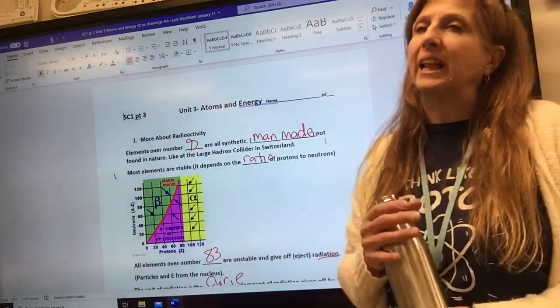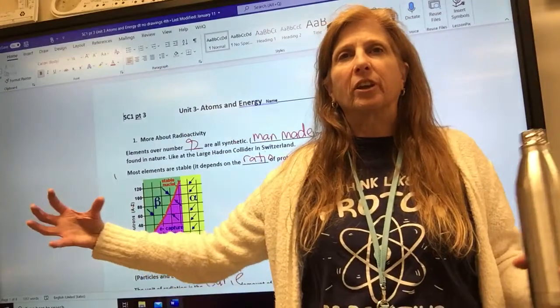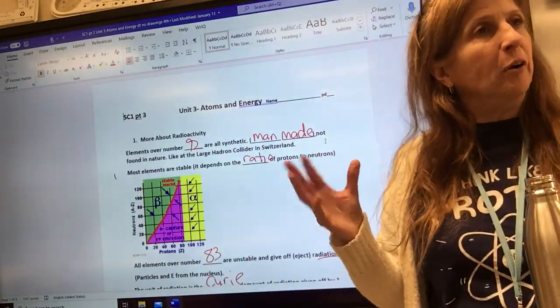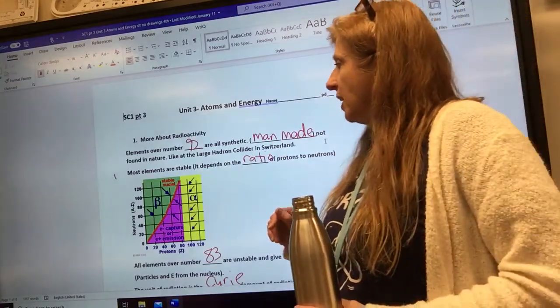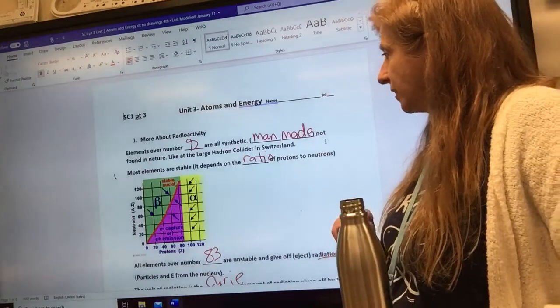They make them at places like the Large Hadron Collider in Switzerland, where they take these atoms, get them going really fast, and smash them into each other. And it makes a new atom, a bigger atom, not a better atom. Now, most elements are stable and not radioactive.